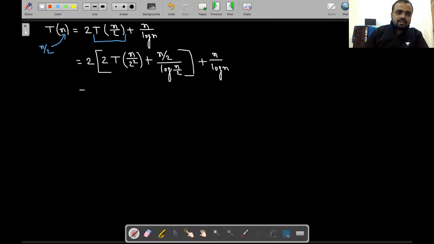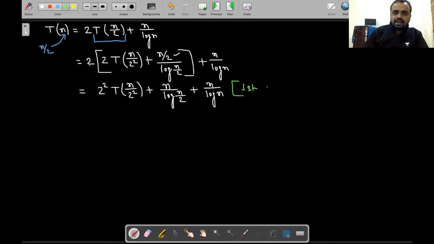Once you multiply by 2, it will become 2 square T of n by 2 square plus, once you multiply this 2 by this 2 it will be cancelled, so it will become n by log of n by 2. And this one will become n by log of n. So these things we are getting in the first substitution.